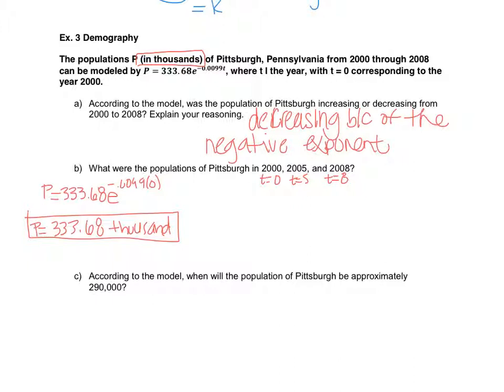On to the next one. So again, you're just going to take the formula they give you and you're going to plug in 5. So e to the negative 0.0099 times 5. Plug it in exactly as you see it, and that's going to give me 317.56 thousand people.